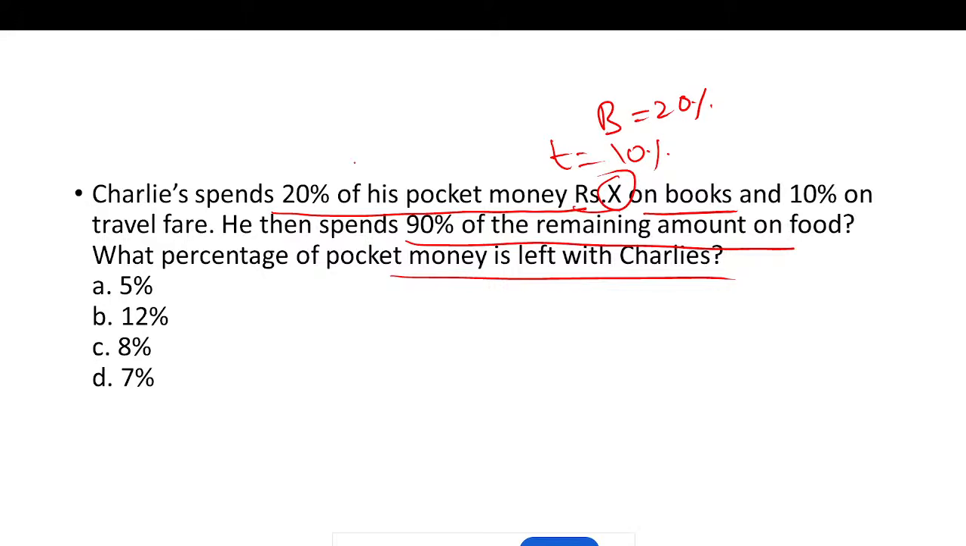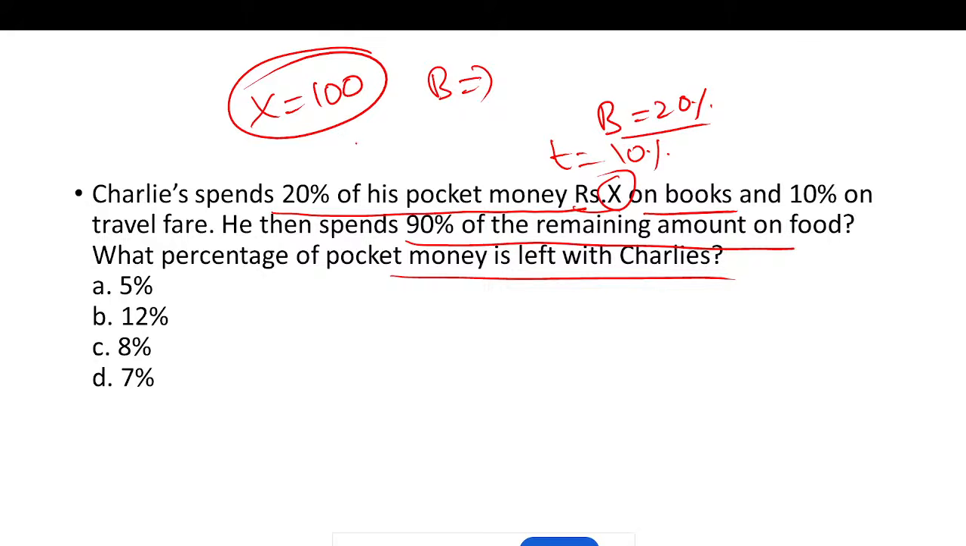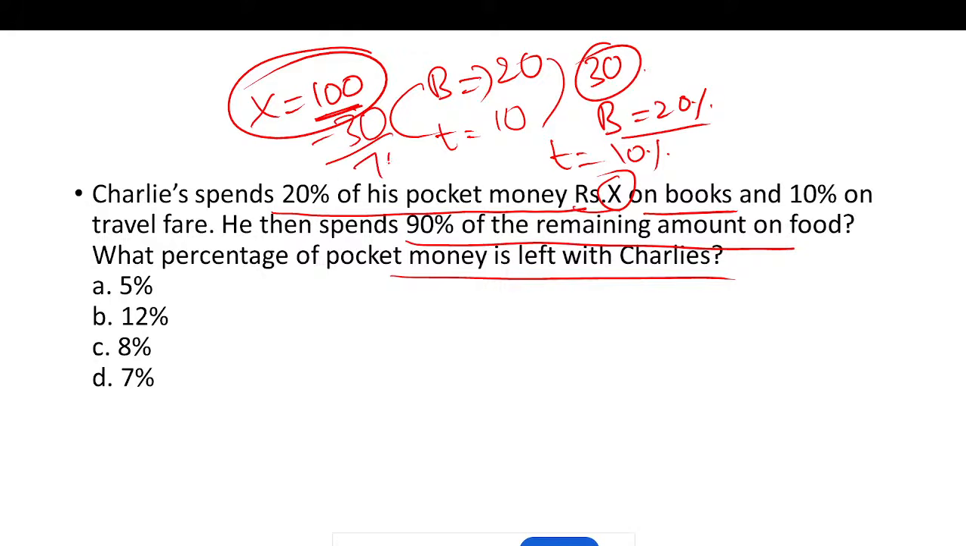Suppose total income is X, and I am assuming X value is equal to 100. In this 100 he is spending 20 percentage on books. In the 100, what is the 20 percentage value? 20 rupees on books. And in this 100 rupees he is spending 10 percentage on travel. In this 100, what is the 10 percentage? 10 rupees. So totally books and travel cost is what? 30 rupees. Out of 100, 30 rupees are over, and remaining pocket money left is 70.